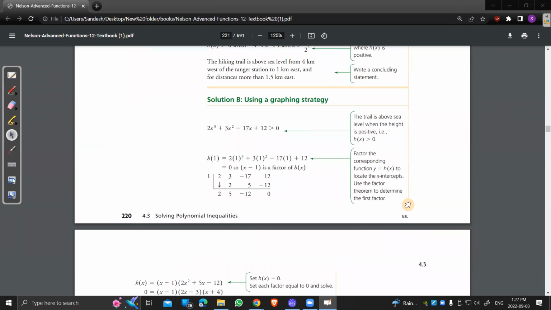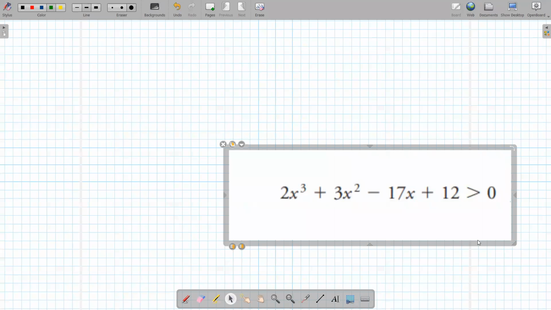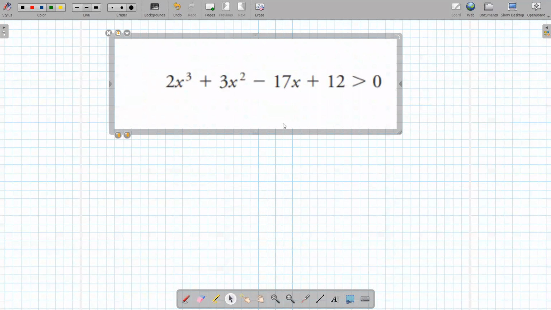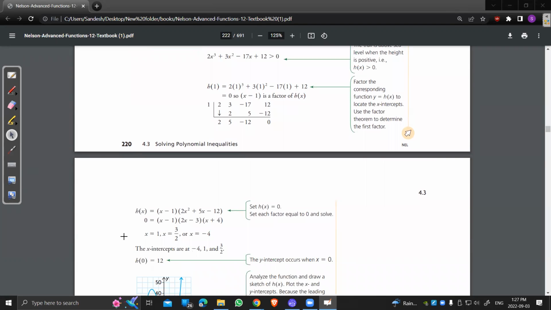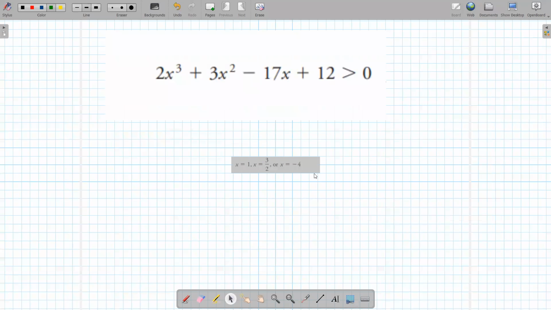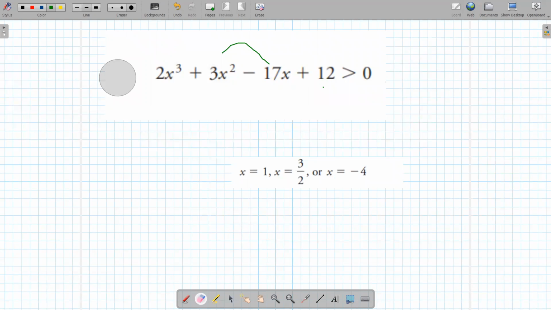Here, let's look at this question. Now we have a cubic inequality, all right? What I'm gonna do is give you the x-intercepts because I just want to tell you the idea behind it. To find the x-intercepts, we're gonna have to use the factor theorem. We're gonna have to look for the factors of 12, right? That when you plug in as x, you get a 0, and then you do a synthetic division, you find all the x-intercepts. But let's say we have all the x-intercepts.